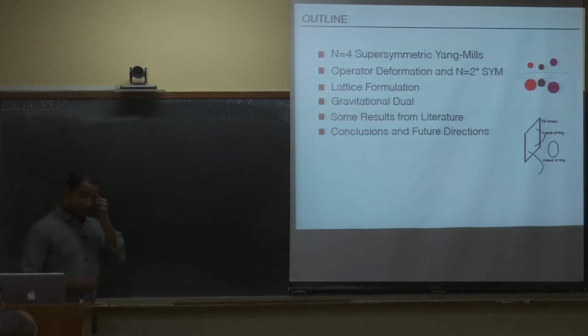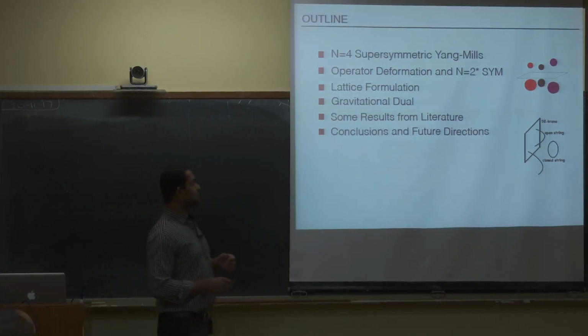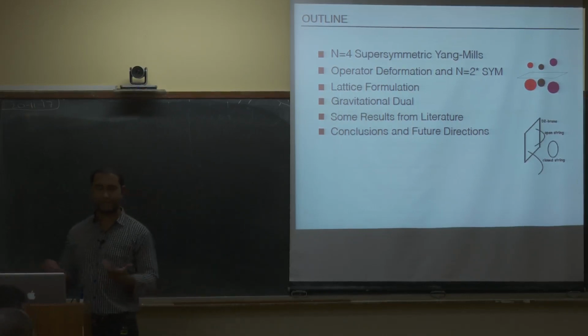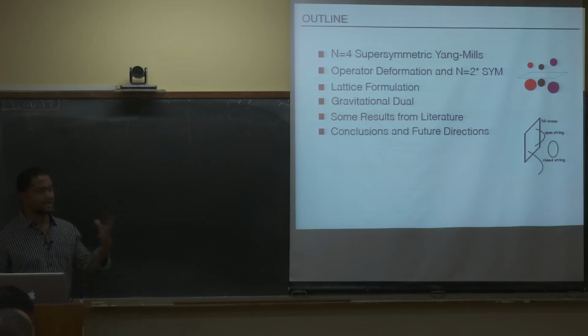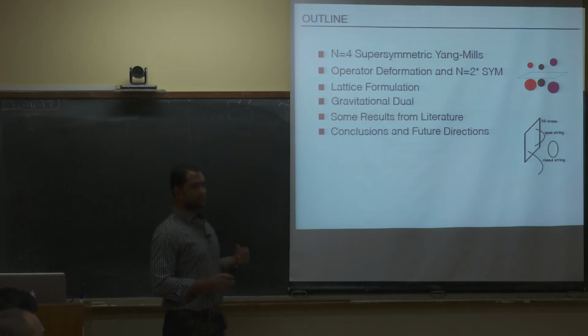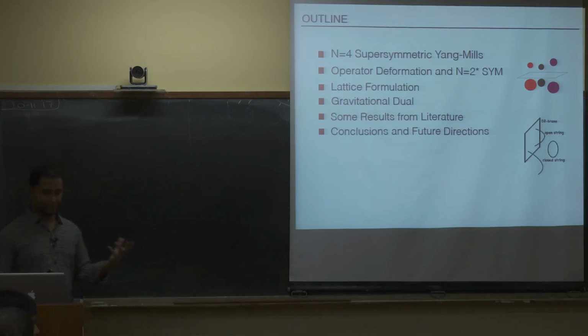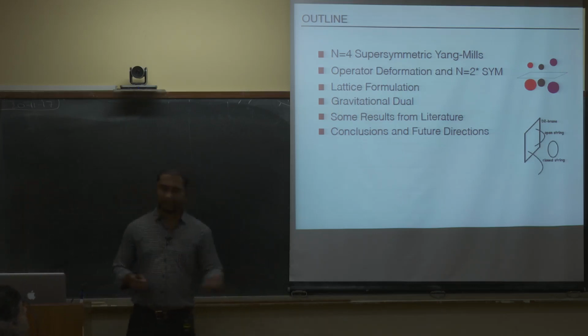So here is the outline of my talk. First I will talk about N=4 super Yang-Mills, the maximally supersymmetric Yang-Mills theory. Then I will talk about operator deformations, so we can have a mass deformation of N=4 super Yang-Mills to reduce the number of supersymmetries, so we can get N=2* super Yang-Mills. There are other mass deformations as well.